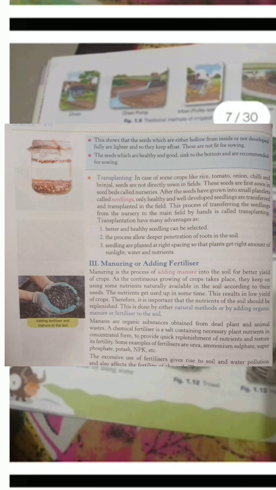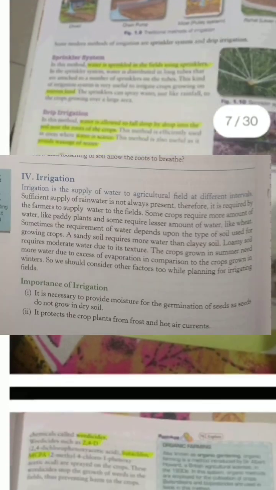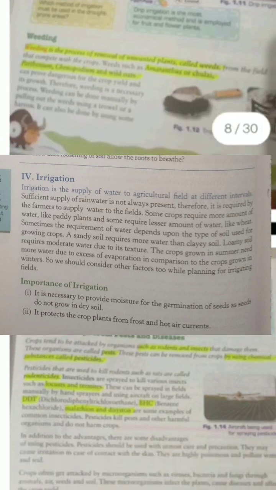Now the next step is weeding. Weeds are nothing but the unwanted grass that may grow during the period of growing a crop, and weedicides are the chemicals which are used for removing this.